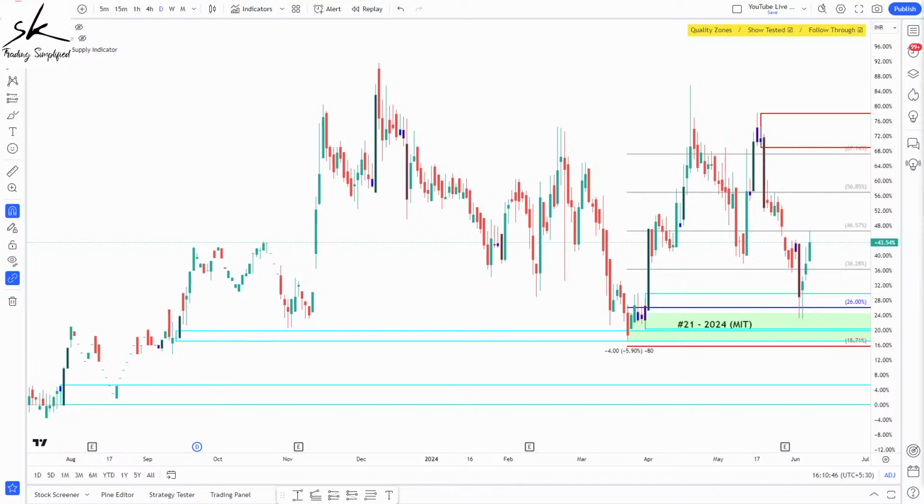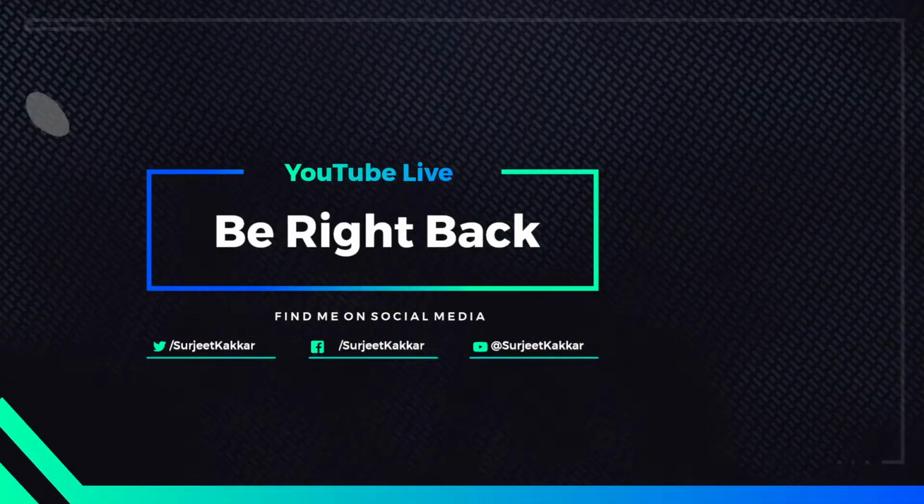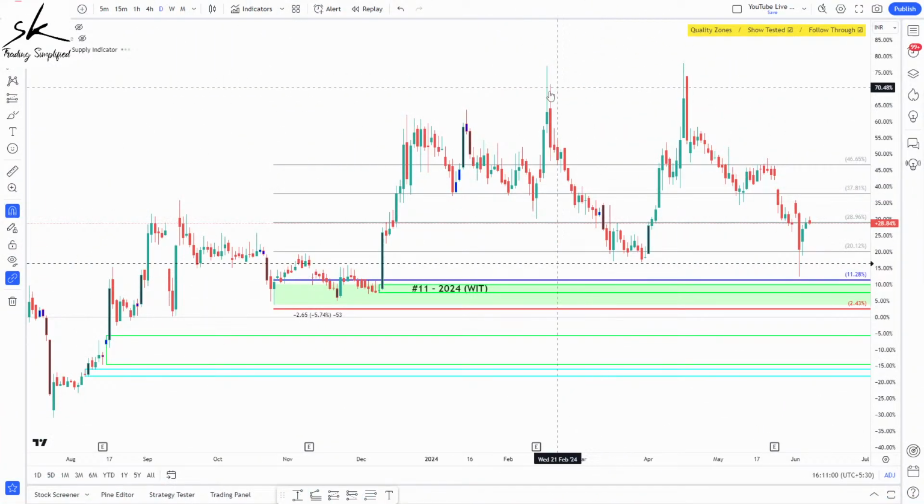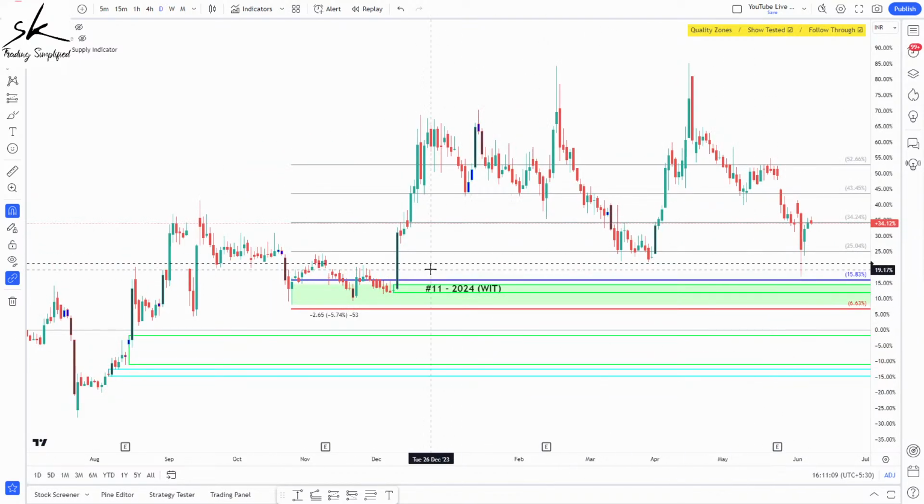we did not get the entries for these because we missed it by a few rupees or maybe a few paise. So let me show you those examples as well. All right, so the next example was session number 11. Session number 11 was on the 16th of March. And here you can see we came pretty close to the zone, but we missed it maybe by a rupee or two, but exactly the same thing.